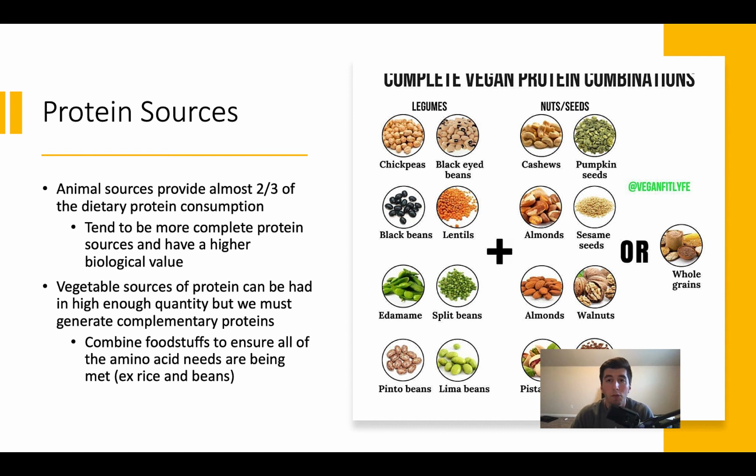So when it comes to complete vegetable protein combinations, it tends to be like a legume or a nut and a seed of some way, shape, or form. So we can start having rice and beans and stuff like that in order to get whole grains, in order to get whole proteins. Sorry, I read whole grains over there on the right-hand side. So it's the combination of different amino acid groups from different plant sources in order to complete a full complement or complete protein.